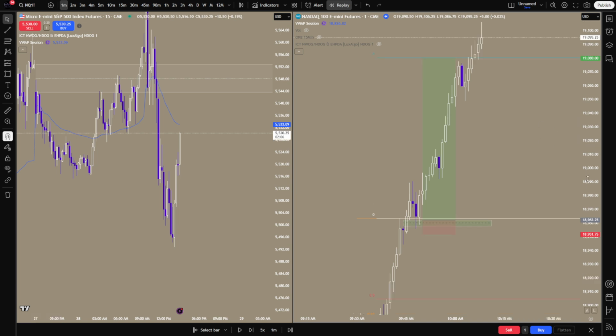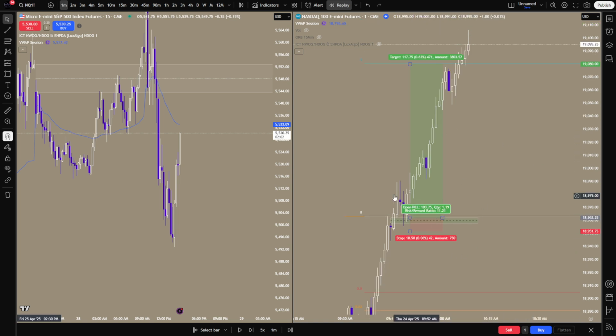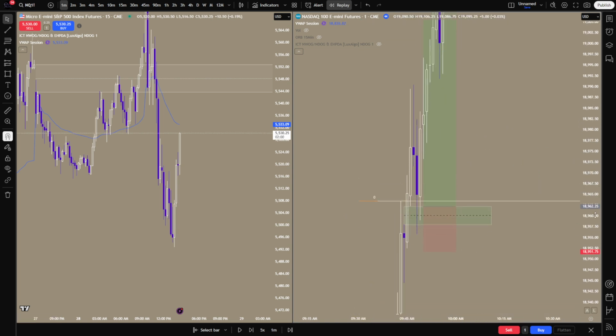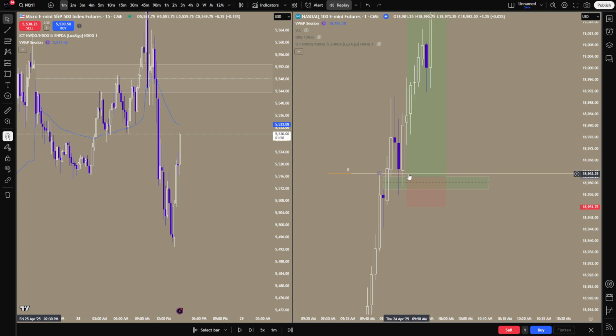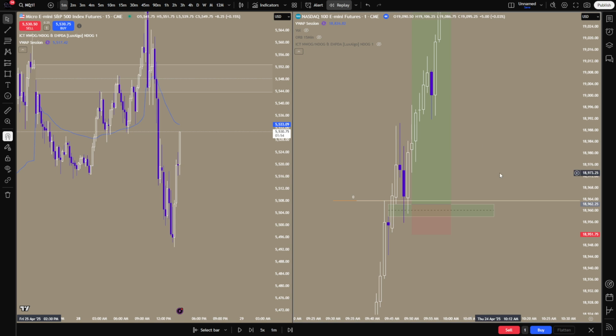So right there, that's a really good delivery from that breakout where you could have used the 1 minute fair value gap for an entry. So basically, retest of the 15-minute ORB high, 1 minute fair value gap. We also had a 1 minute bullish order block. Boom, you could have taken that entry.